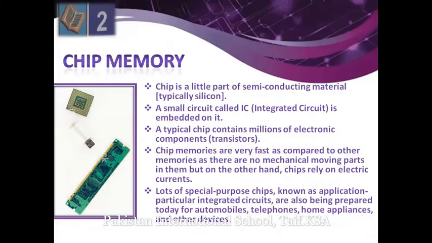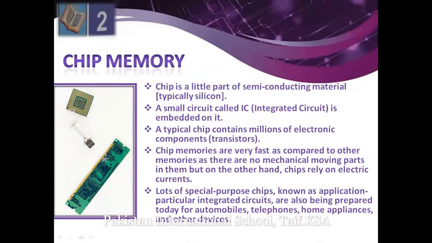First of all, we have chip memory. A chip is a little part of semiconducting material, typically silicon. A small circuit called an IC, integrated circuit, is embedded on it. So you can view here we have a small chip. A chip basically is made of semiconductor material, typically silicon, and this small circuit is called an IC, integrated circuit. So every chip memory consists of an integrated circuit, IC circuit.